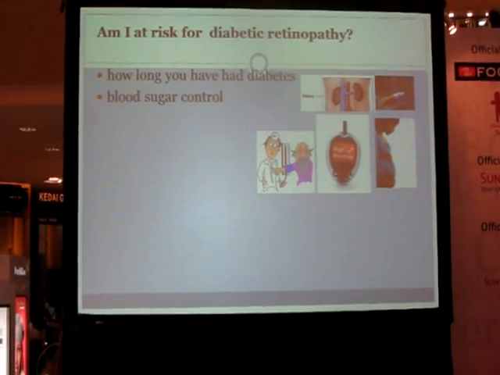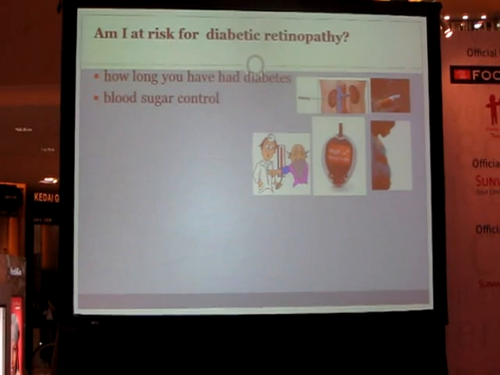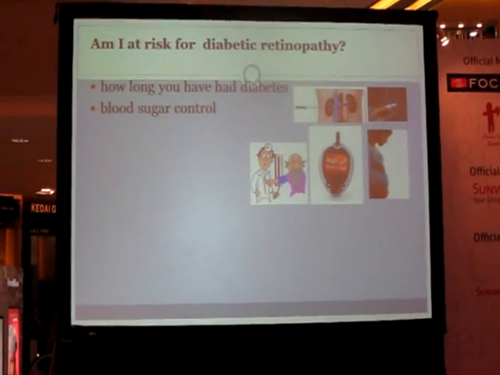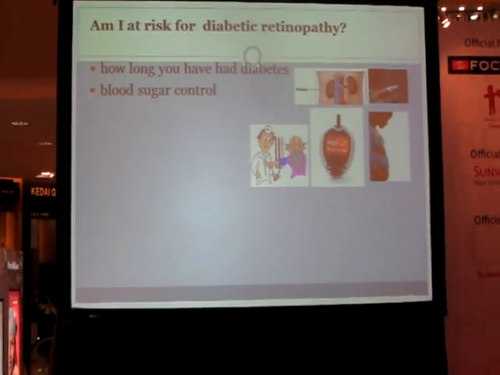Secondly is, how's your blood sugar control? If your blood sugar is very high, even if you have diabetes for just 1 or 2 years, the damage can already happen.